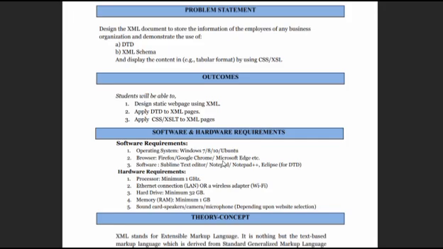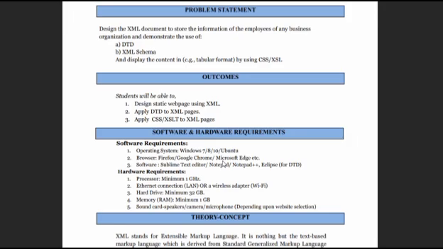Hard drive must be of minimum 32 GB. Memory RAM must be of minimum 1 GB. You can also add additional things such as speakers, microphone, camera according to the website selection. So let's get started with understanding what XML really is and why it is important in web development.